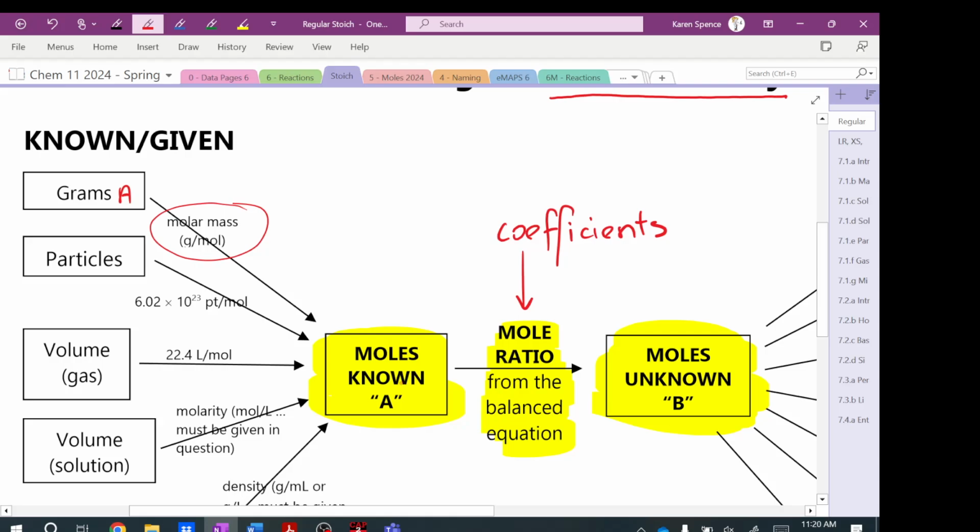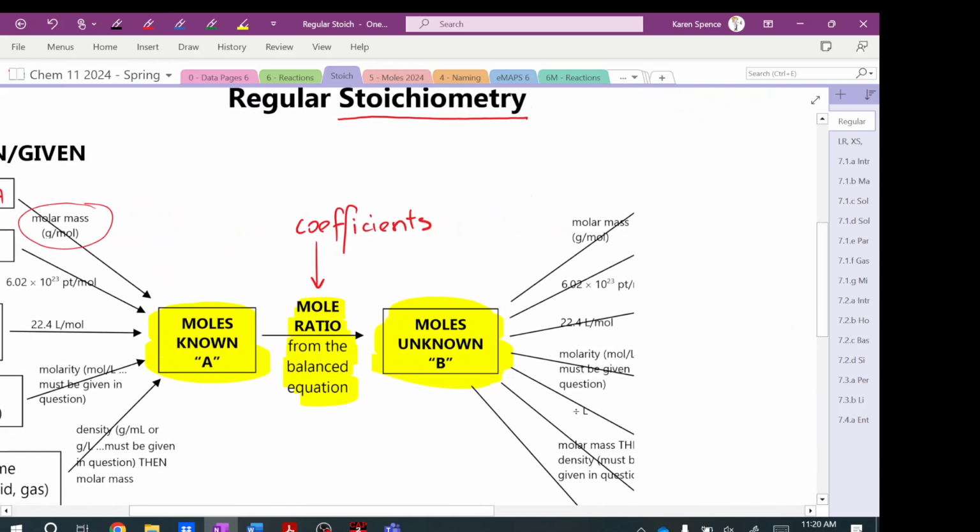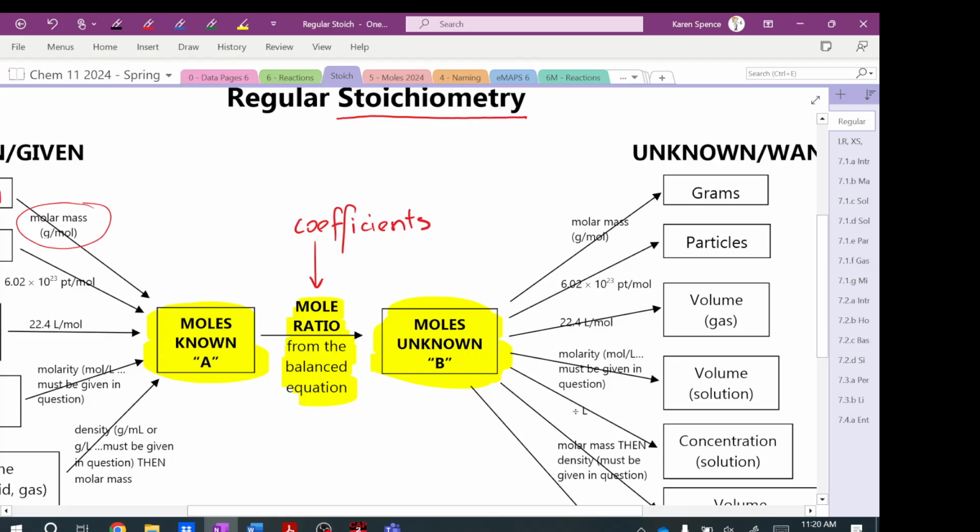Once you know the moles of A, you can use the coefficients to convert to moles of B. But what if I didn't ask you for moles of B? What if I asked you for grams of B? You could use the molar mass to go to grams of B.